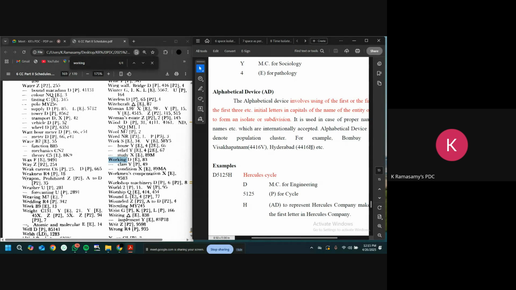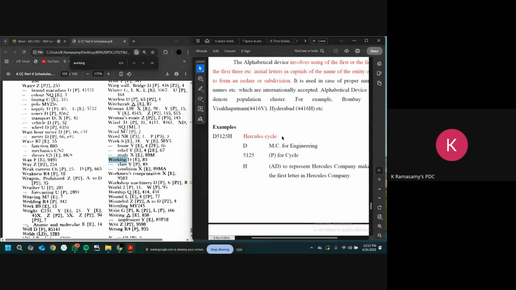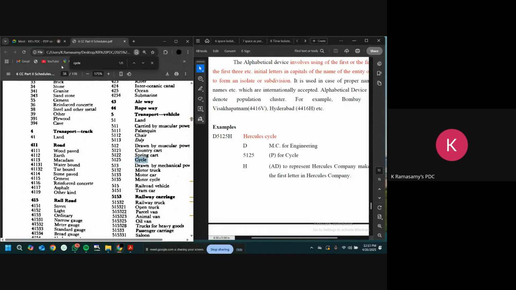You can make use of alphabetical device. For example, I'll tell you what is the number for cycle. There is a book on Hercules cycle, and I want to write the number for cycle. Let me try to find out what is the number for cycle.